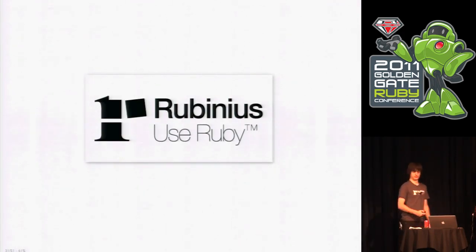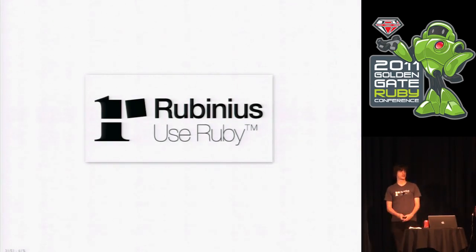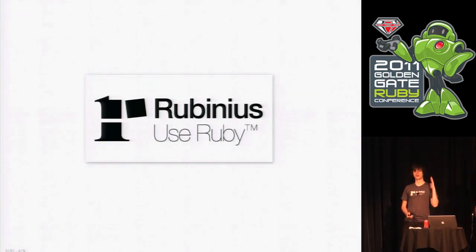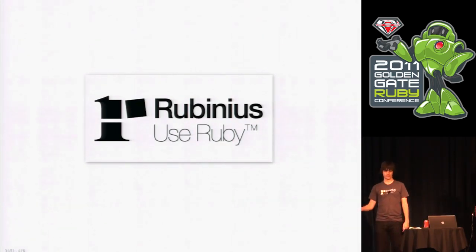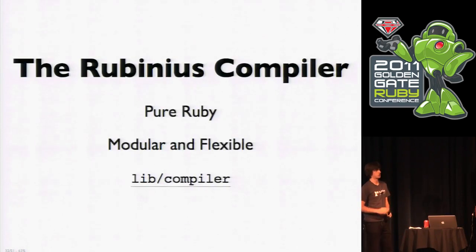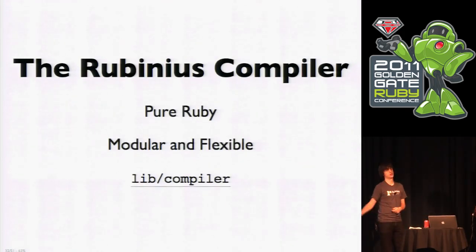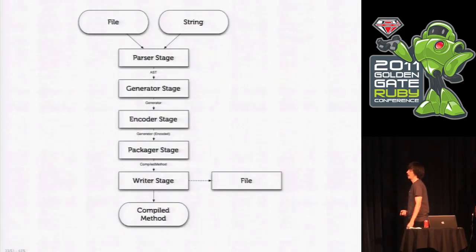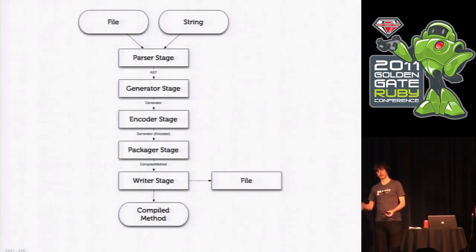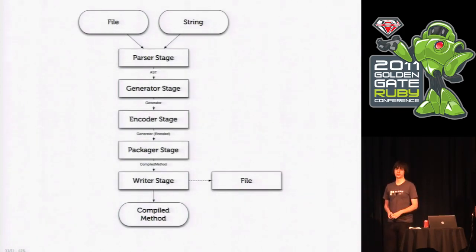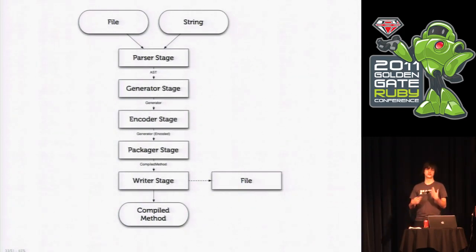Yes. So, from now on, I'm going to show you some Ruby code. I saw some people complaining about the Go talk and the Smalltalk talk not being about Ruby, so here we go. The Rubinius compiler is written in Ruby. It's extremely modular, extremely flexible, and if you go to the Rubinius repository, you'll actually find the code in lib/compiler. And what this code does when compiling Ruby is this. It has some stages. Each stage takes an input and produces output of a different kind. And it's basically the structure of every compiler there is.